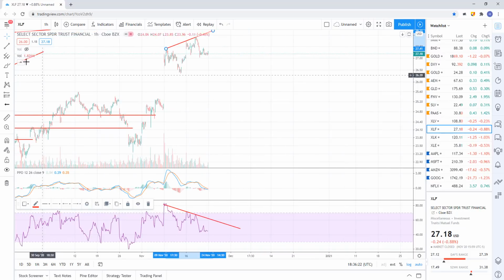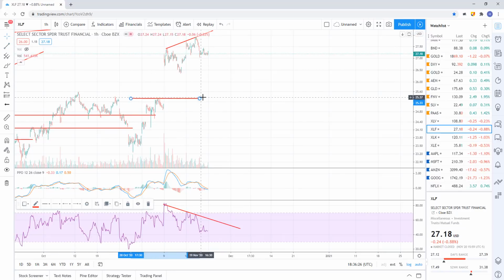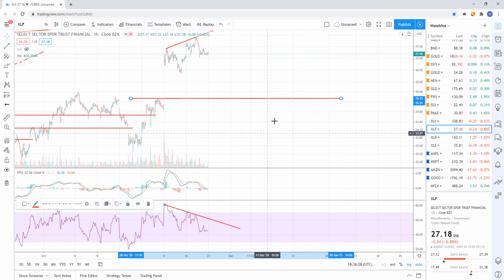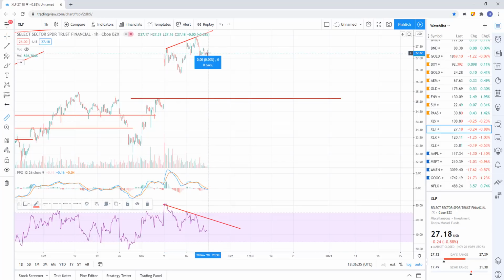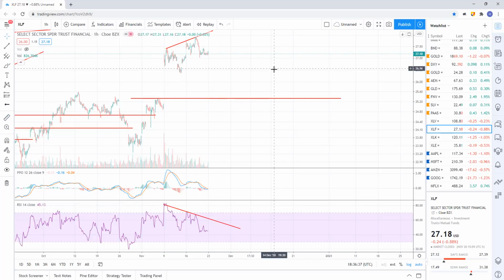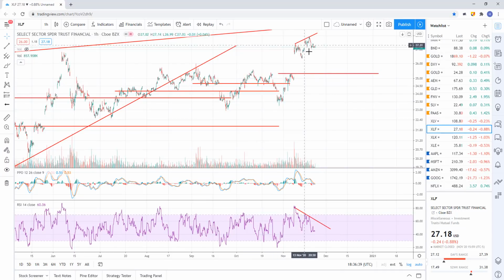And we got a gap right here. So gap fill, I think, we'll just put it right there. Gap fill, I believe, is a likely target at this point. And from here down to there, it's about a 7% drop. I think there's a high probability at this point, given the negative divergence, that we're going to gap fill.